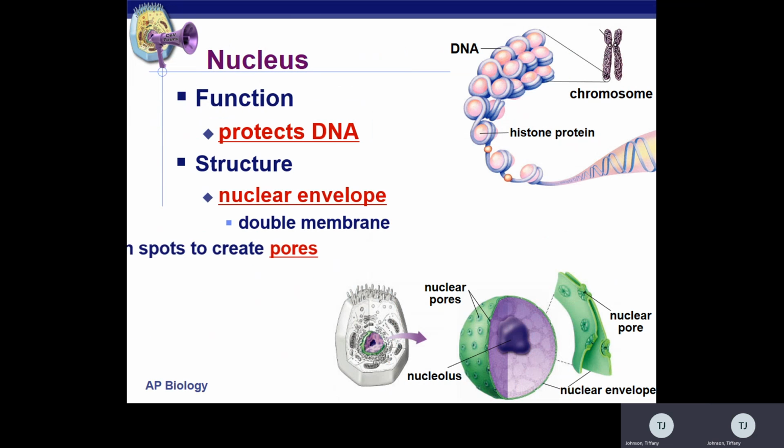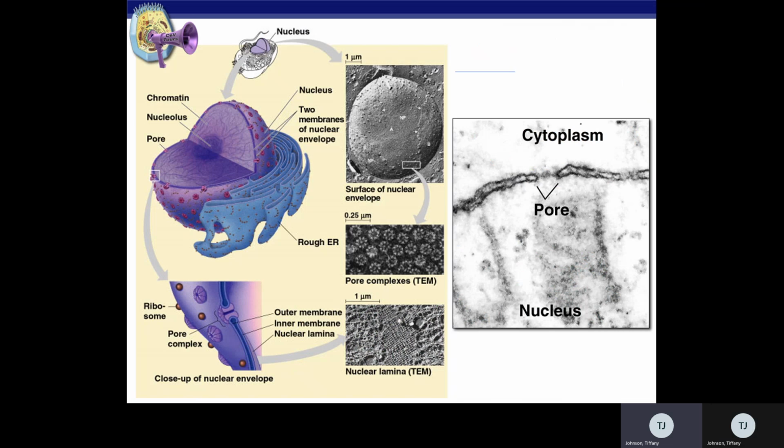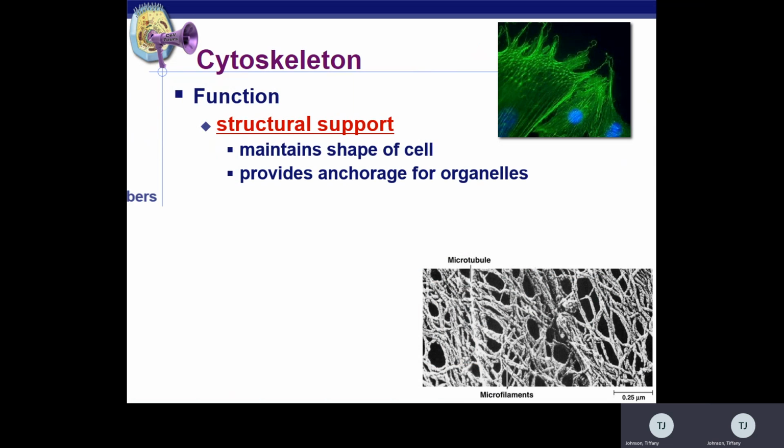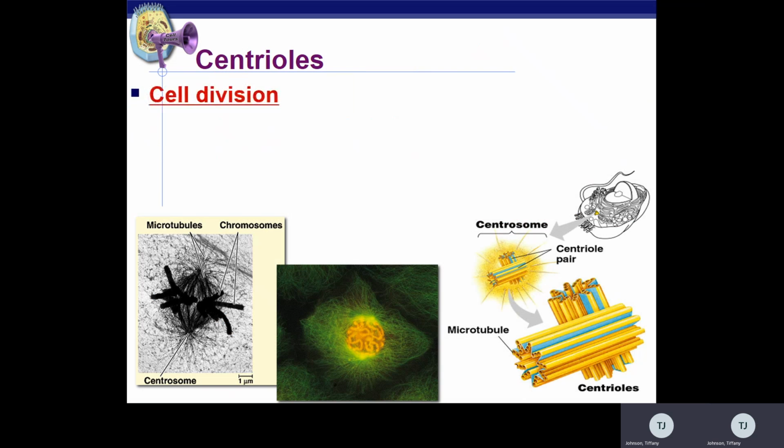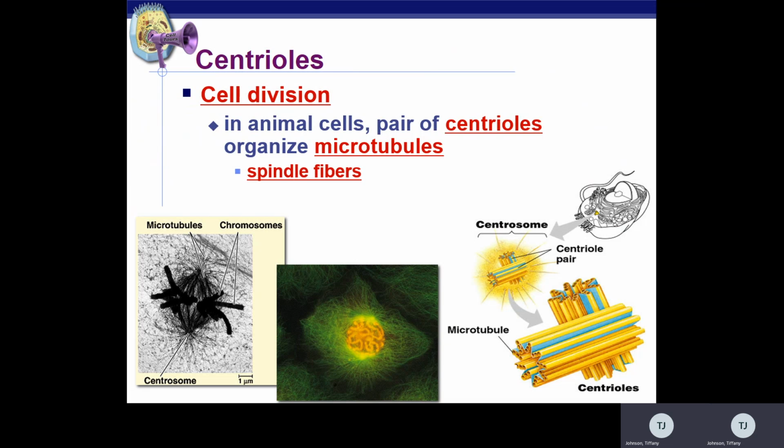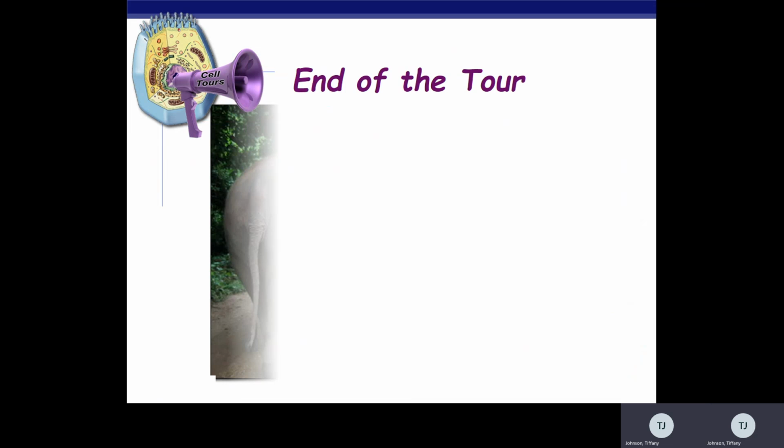We talked about all the parts of the cell that are used for cellular division: the nucleus, the cytoskeleton, as well as the centrioles. Remember that the centrioles are only going to be found in animal cells. So there are no centrioles in plant cells. Plant cells don't have them.